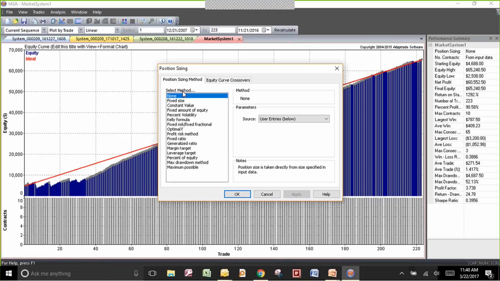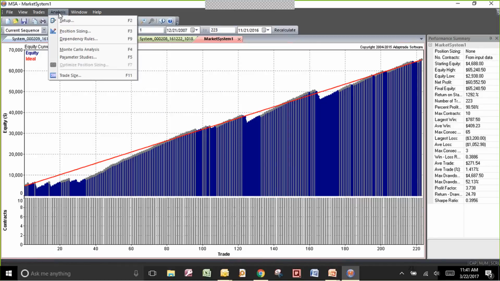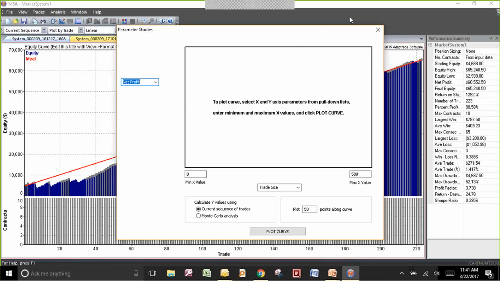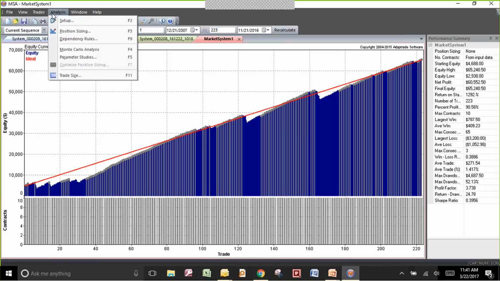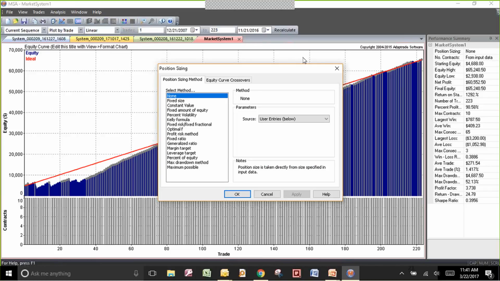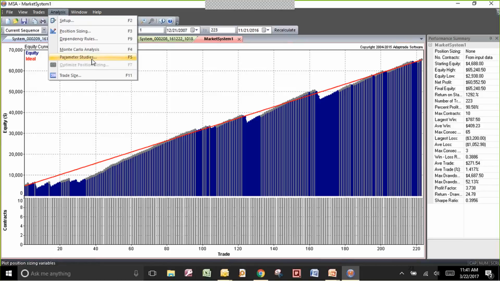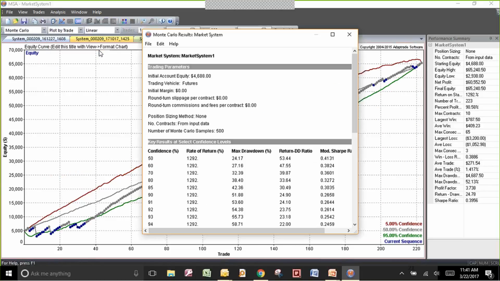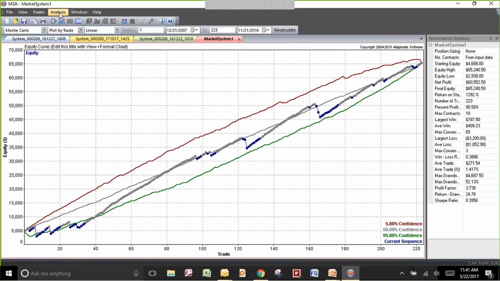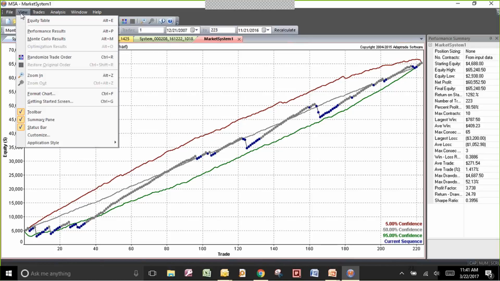And we have position sizing. Here's all the different position sizings that you can do. And you can also basically do an optimization on the position sizing. Parameter studies. Let's see, where is that now? We have some Monte Carlo analysis in here. Just undo that.